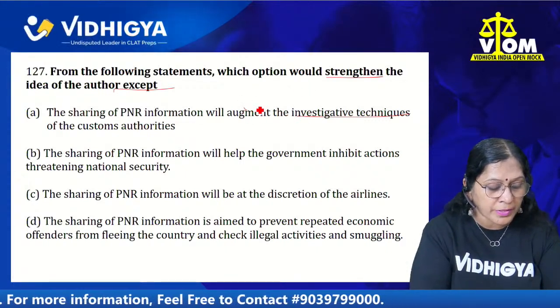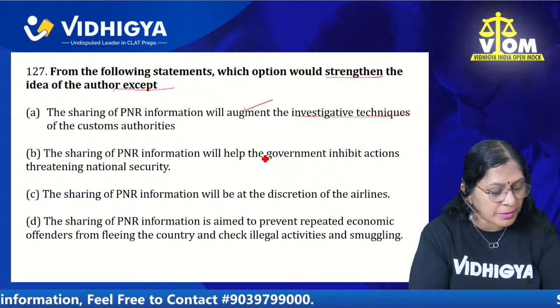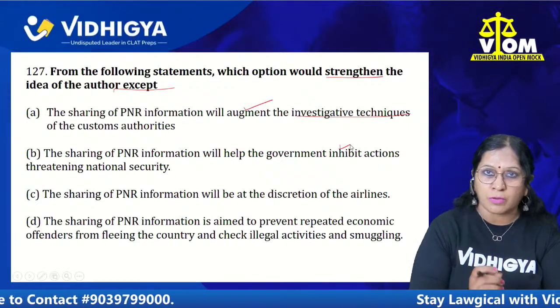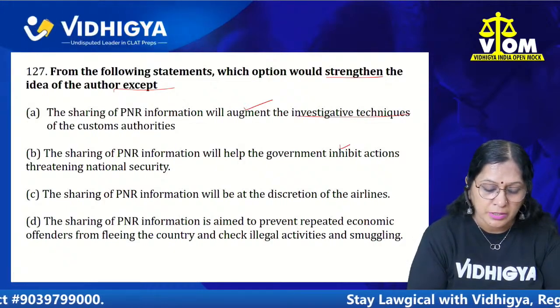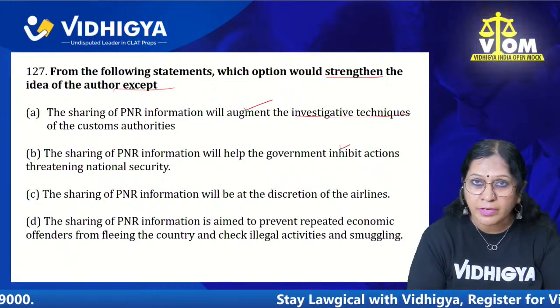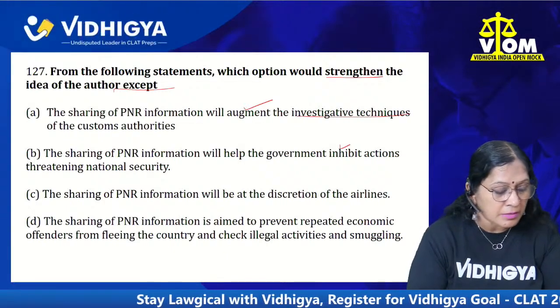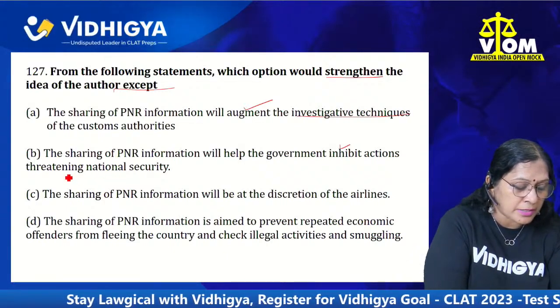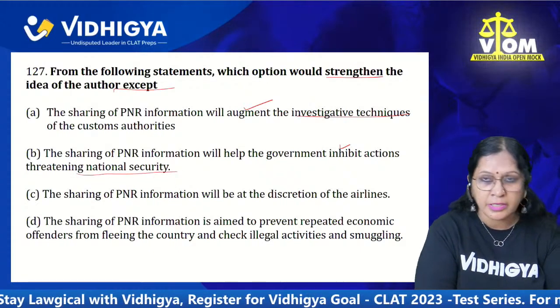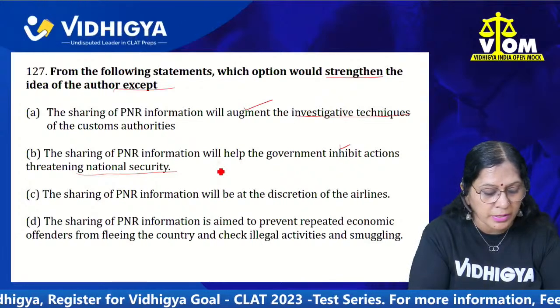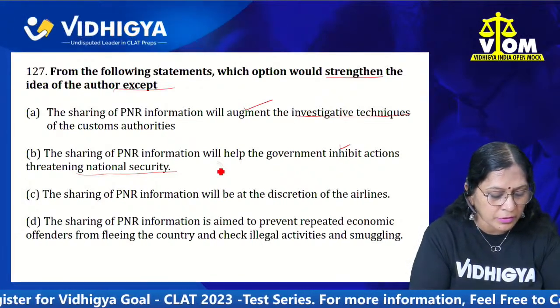The sharing of PNR information will help the government inhibit actions threatening the national security. Inhibit means to thwart or to stop, to obstruct. Yes, those actions of the offenders, maybe the terrorists, maybe any other that is threatening the national security, these actions will be stopped. Possible. So this is also correct, strengthening the idea of the author.